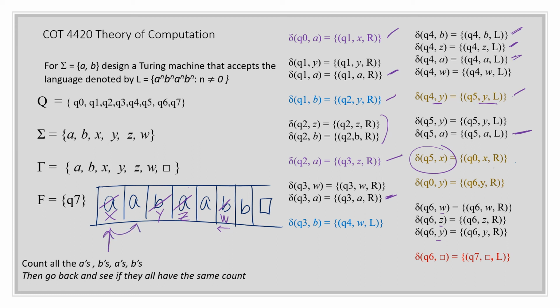Now we are in Q0, and we have an X, so we moved here, and now we're in Q0 with an A, so we're going to change that to an X, and then we're going to move along. So now we are here. We just did Q0 and we moved right. So now we're in Q1. So let's look at Q1. Q1 with a Y, we move right.